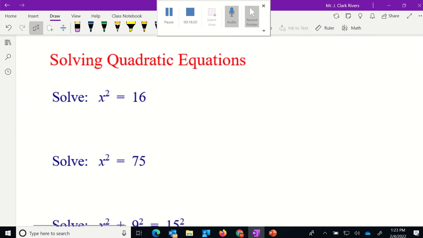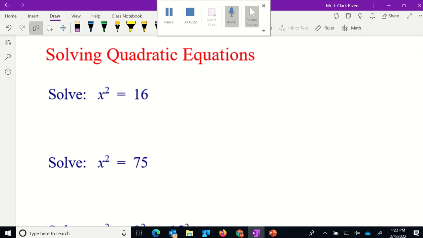Now we have variables involved here. So x squared equals 16. John, what do I have to do to solve for x here? Square root here and square root here.